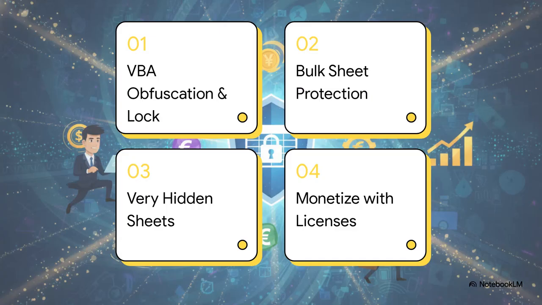Okay, let's dive into this. Here is our spellbook index for empowering your files using XL tool. First, VBA Obfuscation and Lock. Second, bulk sheet protection. Third, very hidden sheets. And fourth, monetizing with licenses.